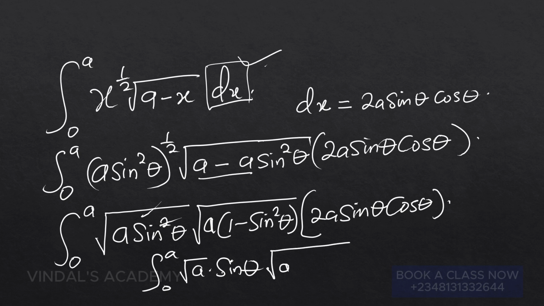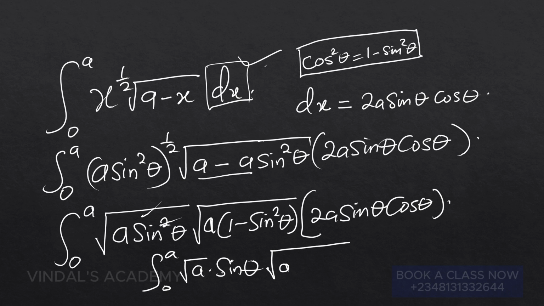Then you now have square root of a. Remember, we say that cos squared theta is equal to 1 minus sine squared theta. This is one of those basic trigonometric identities. So I'm going to remove 1 minus sine squared theta and put cos squared theta. Then I will still multiply by 2a sine theta cos theta.